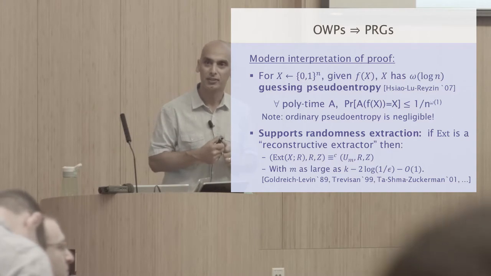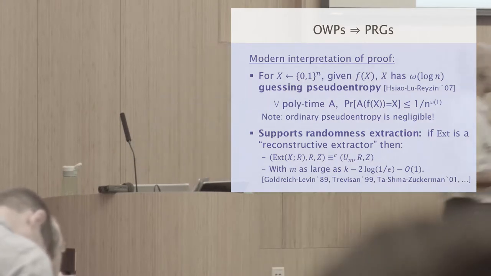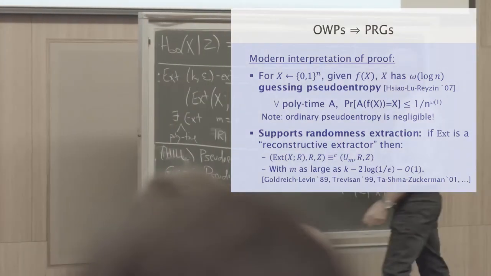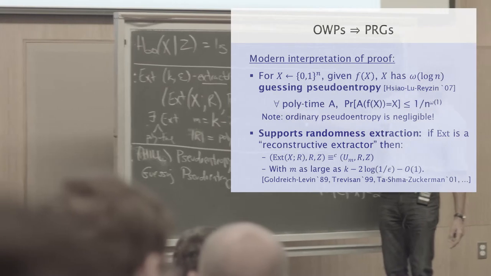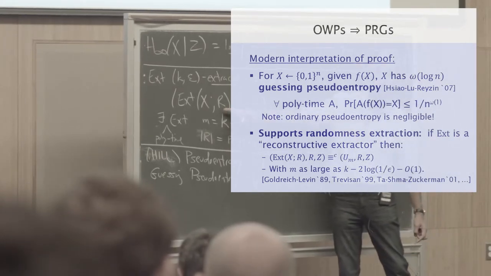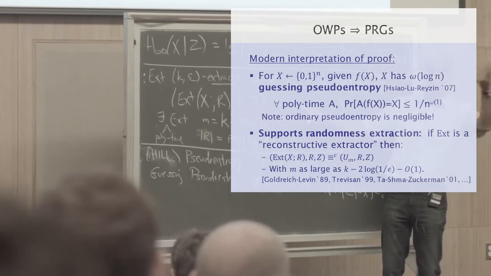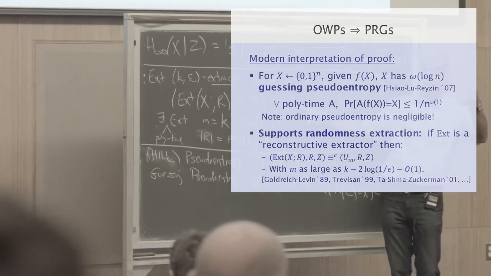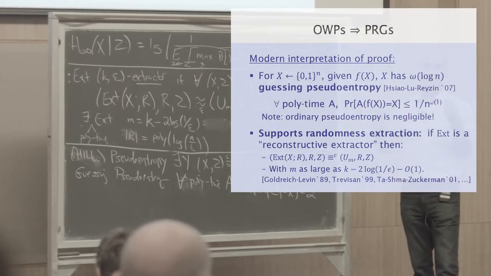Can you say it informally? Informally, a reconstructive extractor comes with an efficient reduction that says if you violate the property that the output has, meaning I have a test that distinguishes the output of the extractor from uniform, then efficiently, given oracle access to this test, I can predict X with probability bigger than 2 to the minus k.